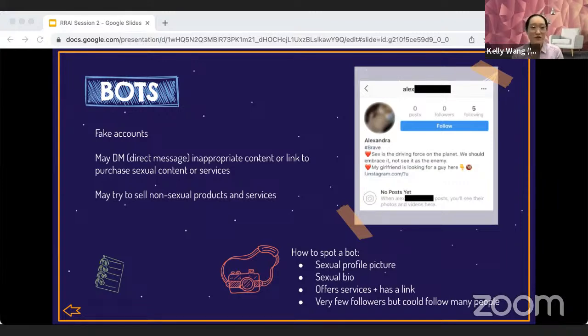There are ways to spot a bot if they have a sexual profile picture, like the photo on the slide. If their bio is sexual and they have a link that offers services, all seen in the photo on the slide. And they often have a few followers, but they tend to follow a lot more people, sometimes upwards of thousands of people. So that's just some signs of a fake account or a bot.